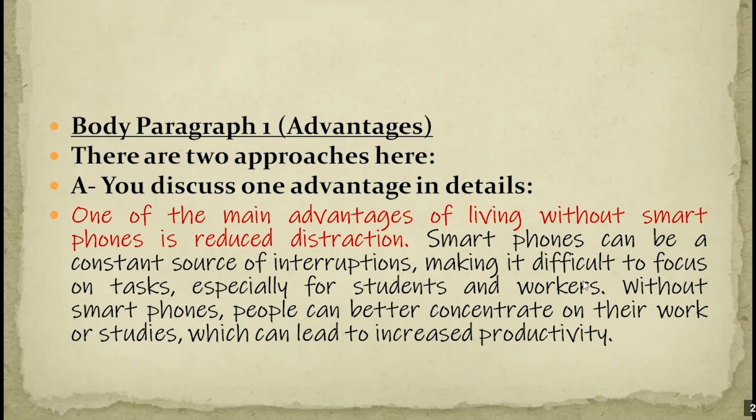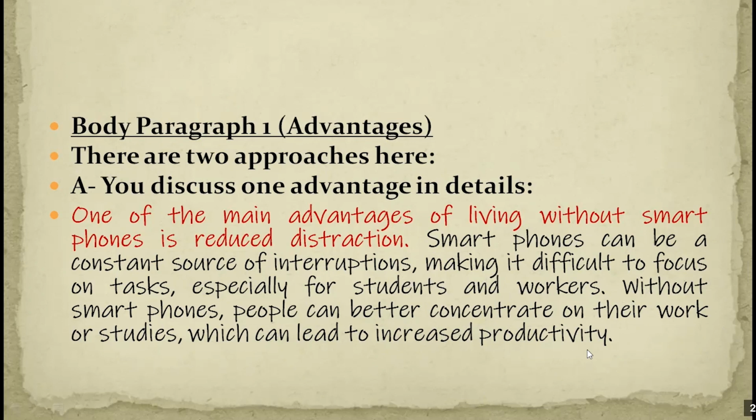And then you explain using 2 sentences or even 3 sentences if you want to. Smartphones can be a constant source of interruptions, making it difficult to focus on tasks, especially for students and workers. Without smartphones, people can better concentrate on their work or studies, which can lead to increased productivity. So here we have one idea, one advantage illustrated in detail.